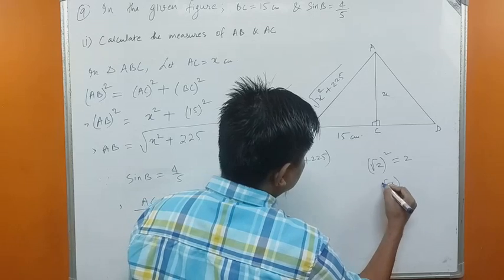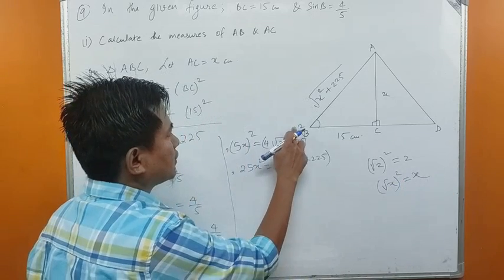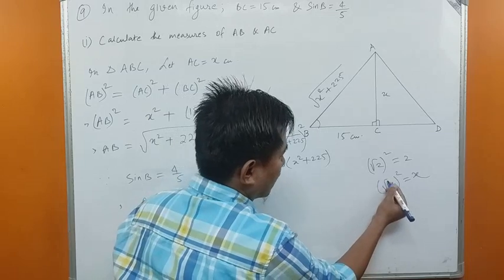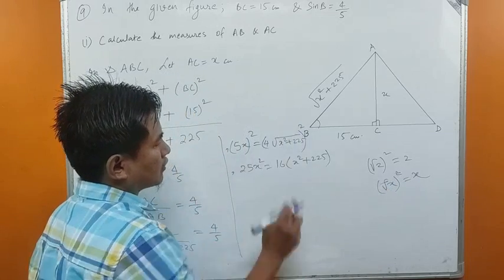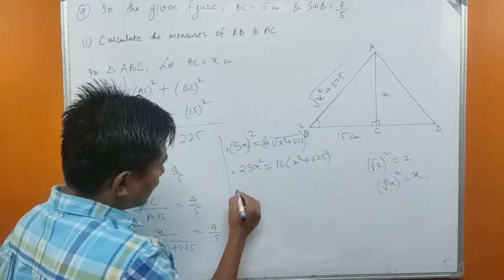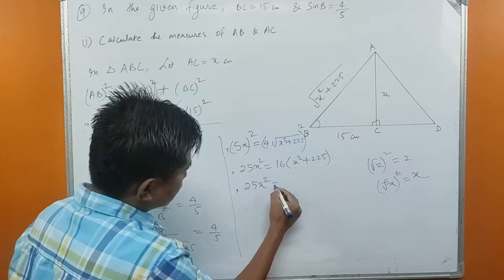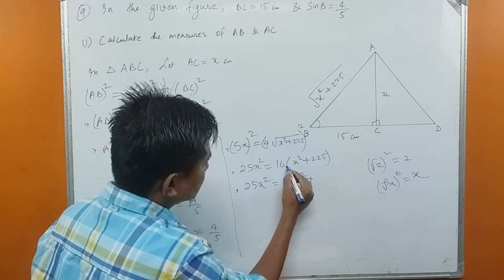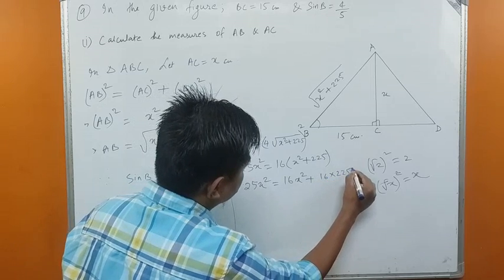Root X squared equals x, isn't it? So root under this squared equals this. Okay, root gets cancelled with the square. This root and square gets cancelled. Okay, similarly this root and square gets cancelled. Now 25x square equals 16 into x square, 16x square plus 16 into 25, 16 into 25, okay?